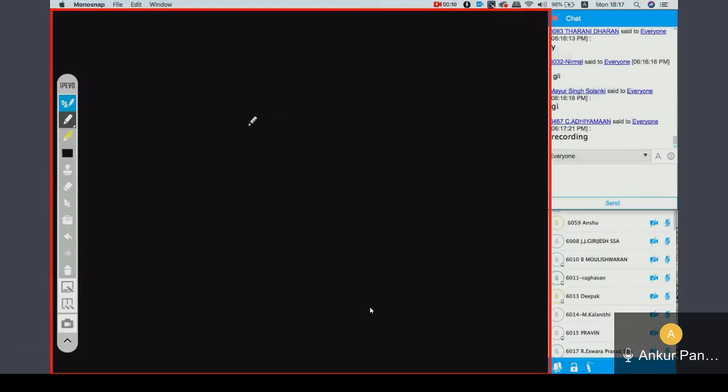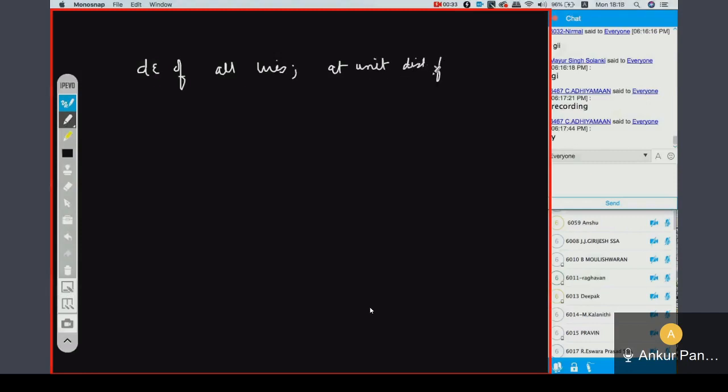Okay, guys. Find the differential equation of all the straight lines which are at unit distance from origin. Quickly. From the origin, their distance should be 1. Quickly. Very, very good question. Very beautiful question.